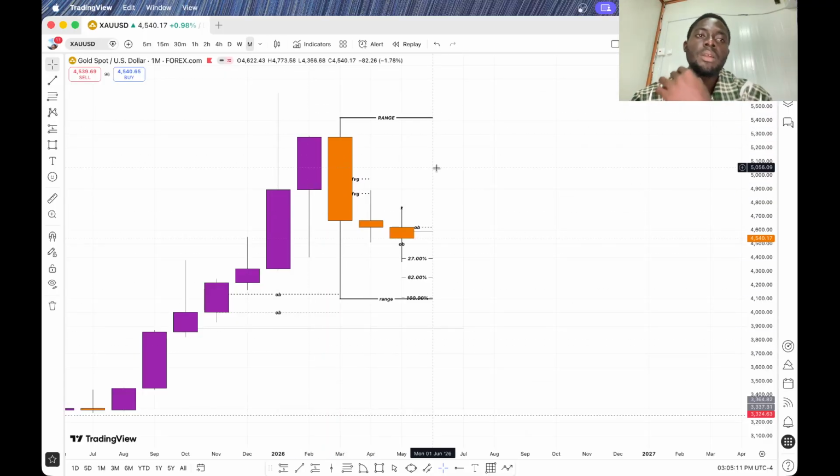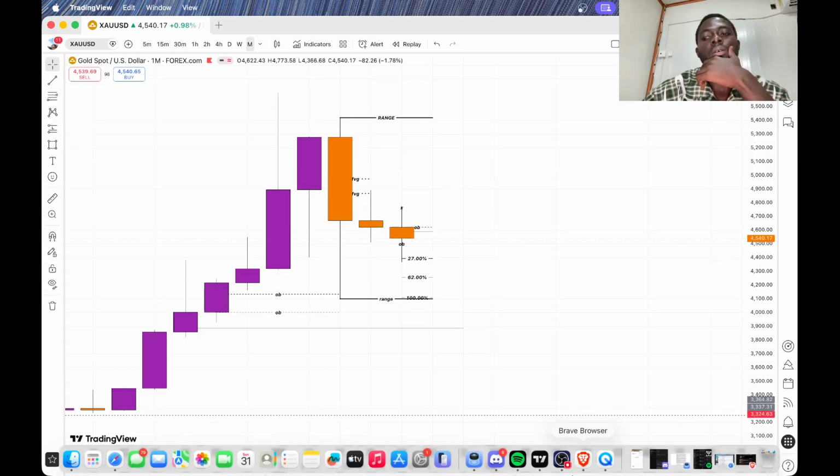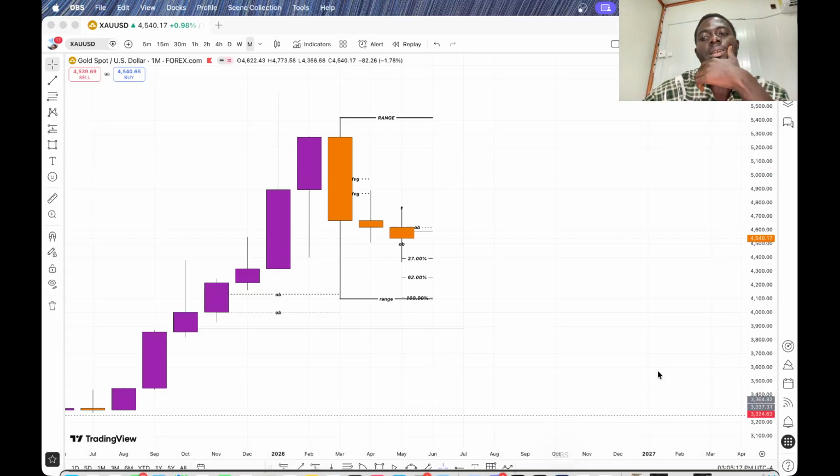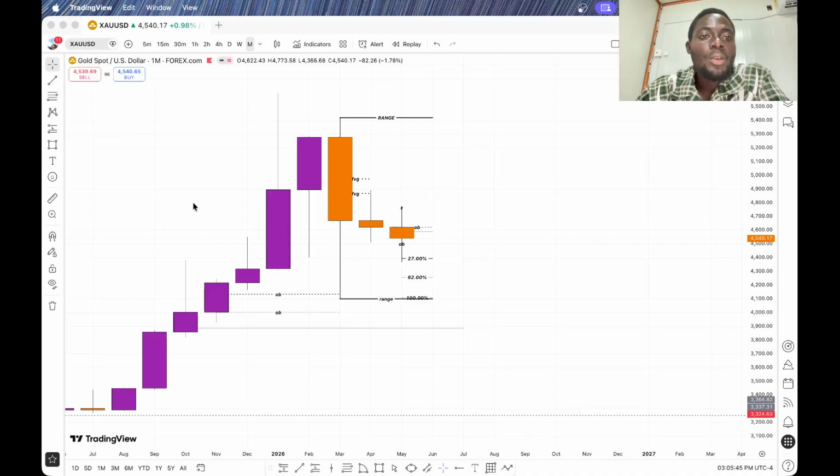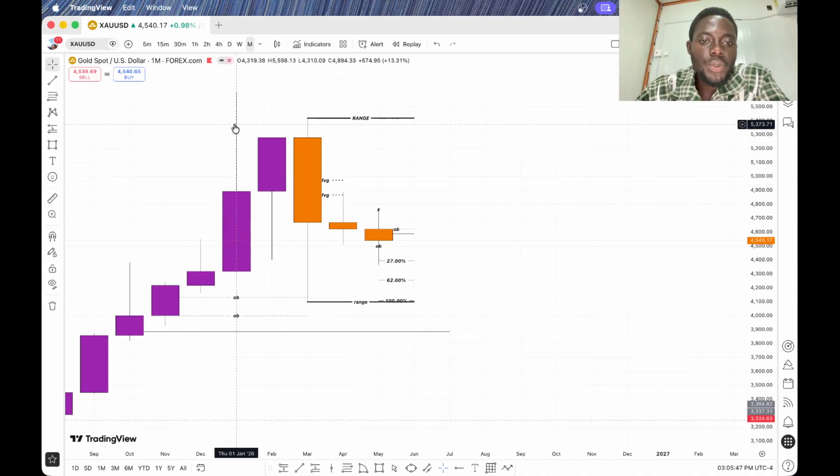Okay. The monthly chart for XAUUSD. The monthly chart for XAUUSD is telling me that liquidity has been swept.